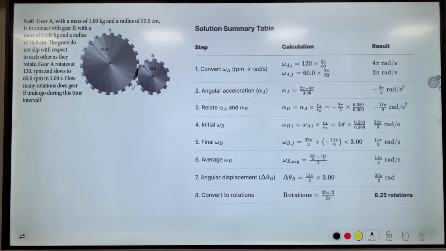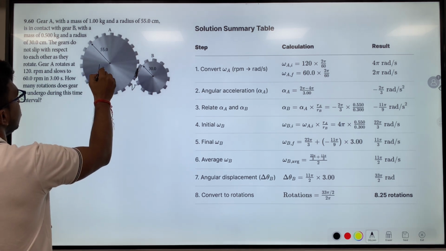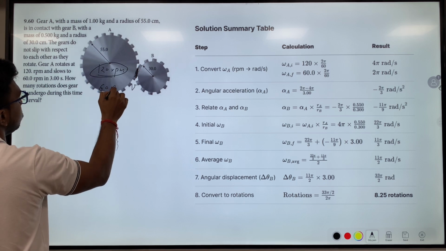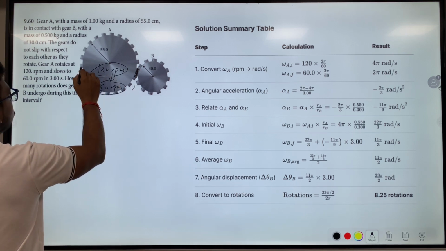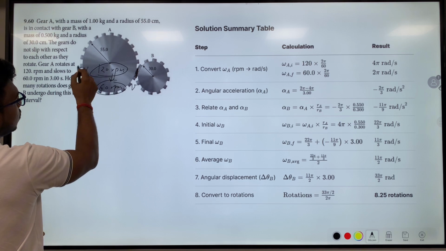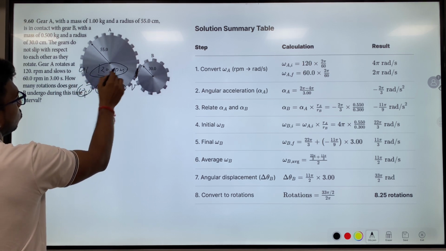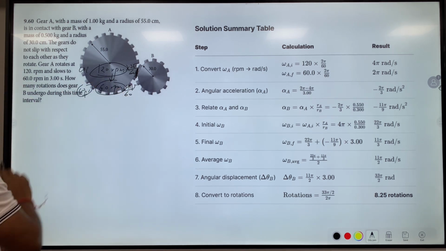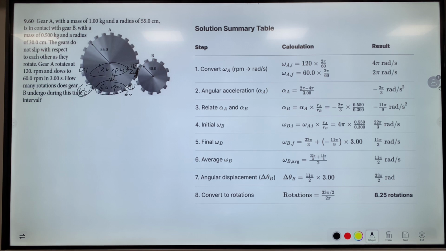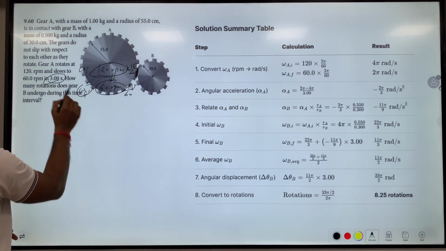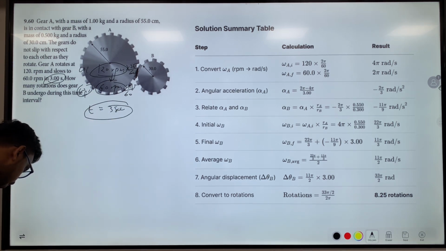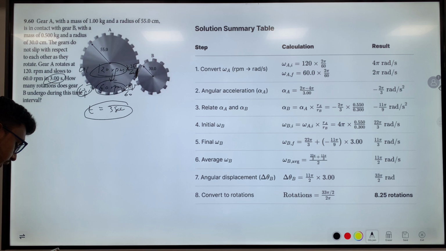Gear A rotates at 120 rpm. It slows to 60 rpm. So this is the initial and this is the final. 120 times 2 pi by 60 will give me the omega. How many rotations does gear B undergo during this time interval? So in 3 seconds, how many rotations does gear B go through? That we have to find out.